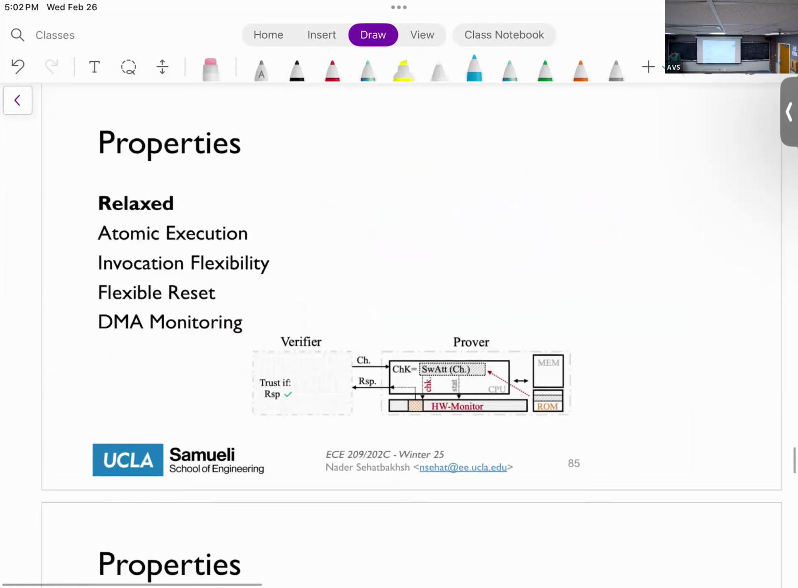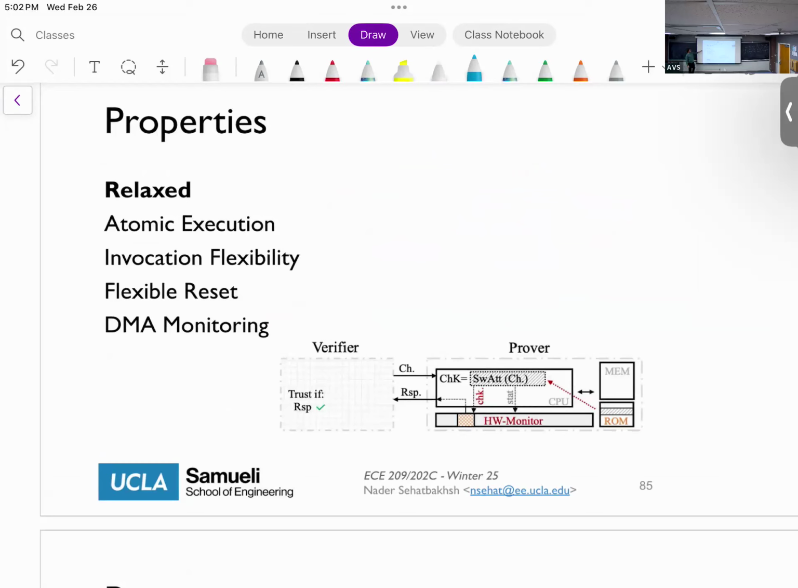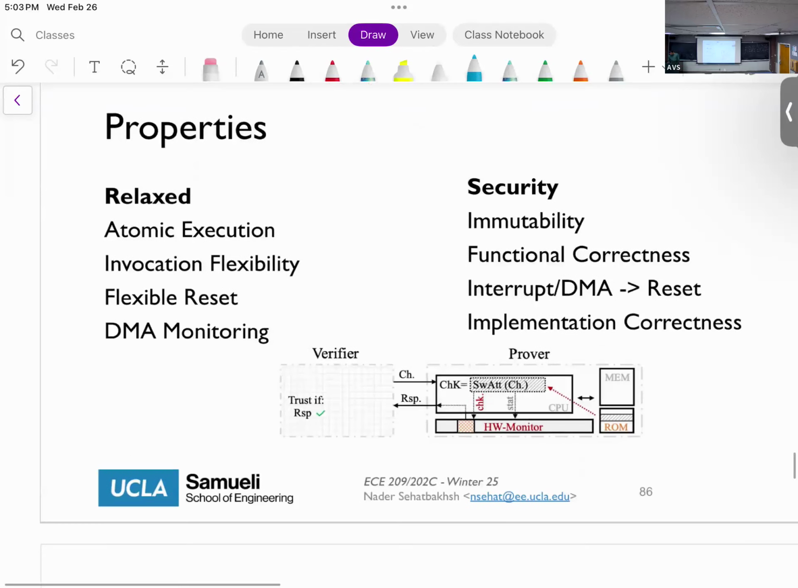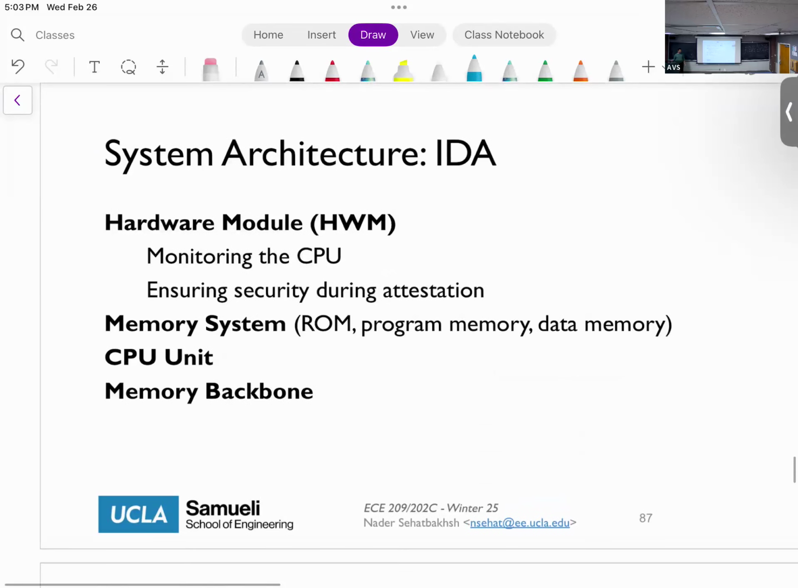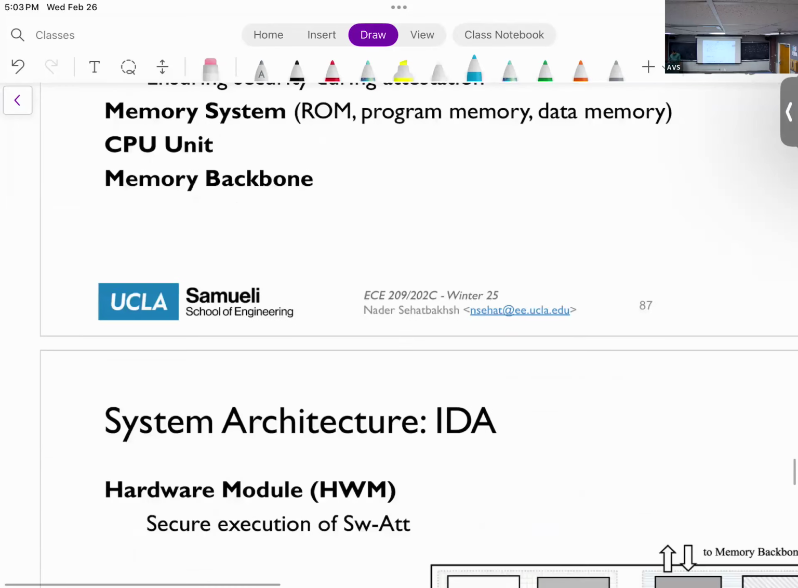So essentially what we have relaxed is we no longer need atomic execution of the attestation code. We allow the attestation code to be interrupted. We don't need the reset to always be issued if there is an interrupt, and we can allow any sort of DMA monitoring or interrupt monitoring during the execution. I recommend you look into the paper. We have the implementation and some security analysis on all that. To save time, we can just skip it.